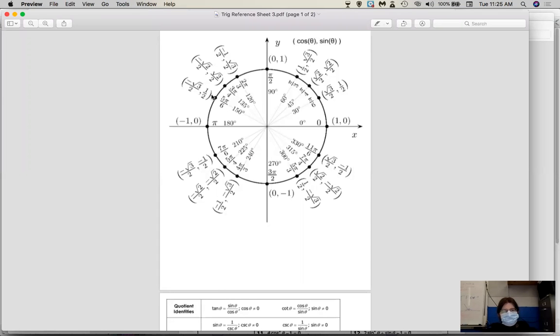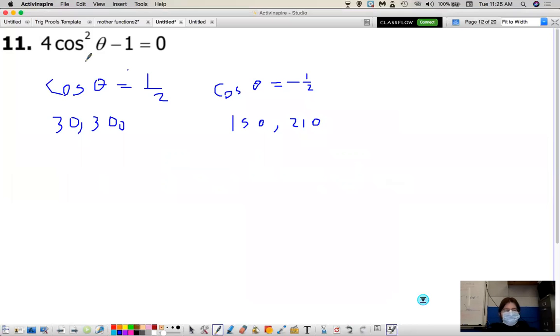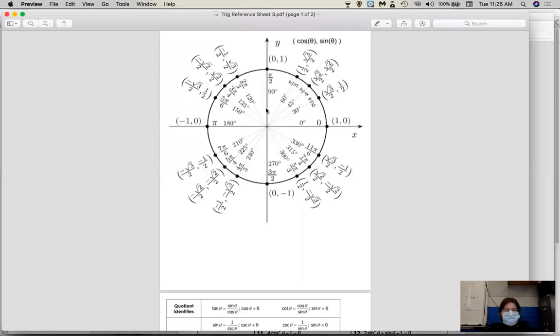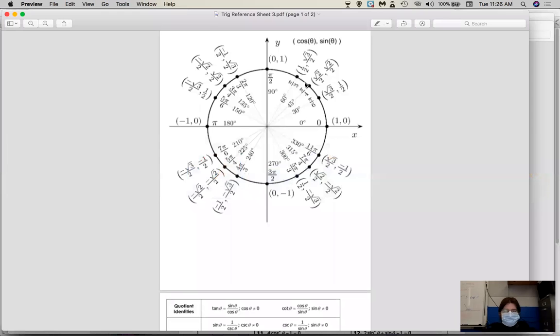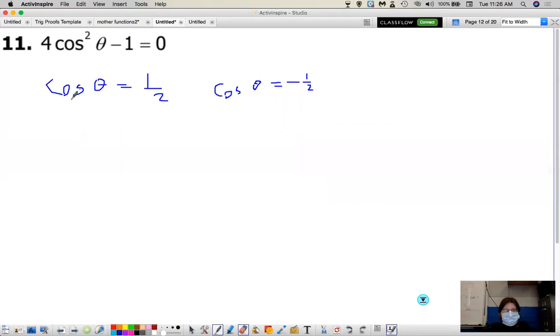Oh, sorry. We're looking for cosine. I was just looking at sine, so these are all wrong. We're looking for cosine as a half. That's the x value, so that's 60 and 300. 120 and 240.